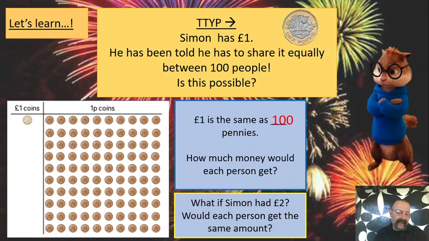But what if he had £2? Would each person get the same amount, or would this change? Okay, so what do you think? If he had £2, so each person, if we divided £2 by 100, each person would get 2p. Okay.